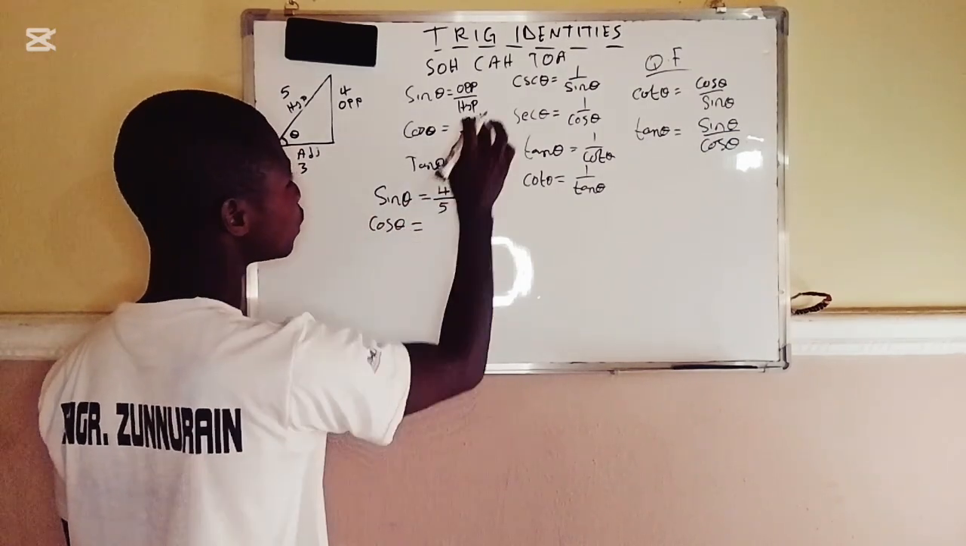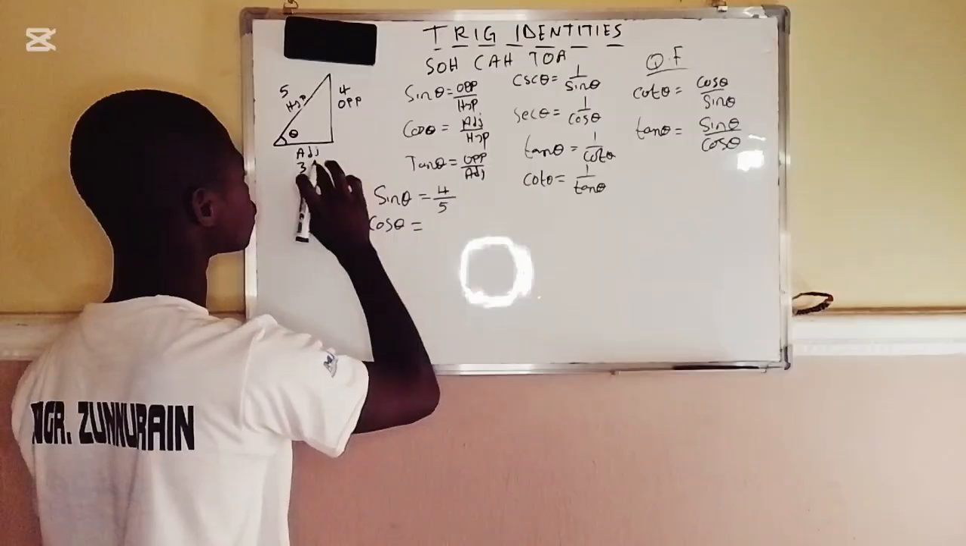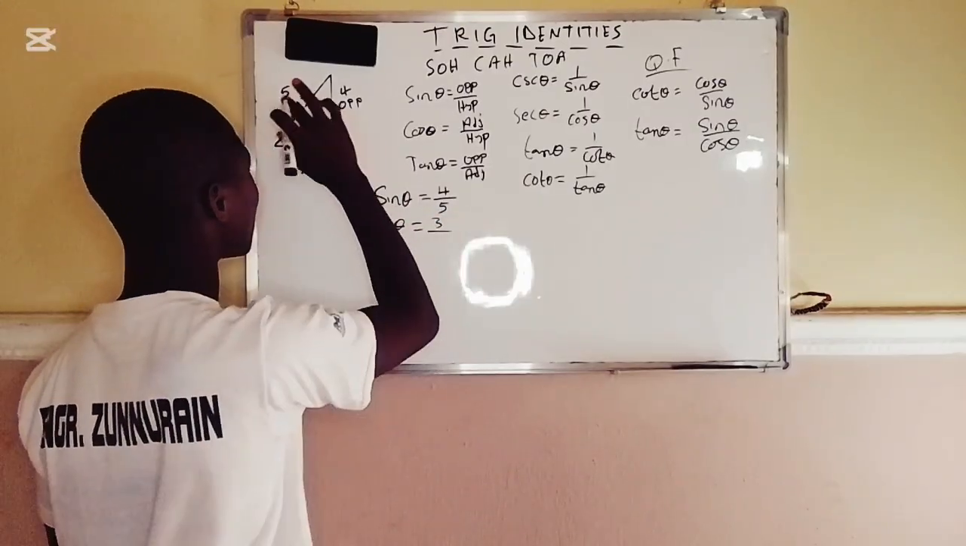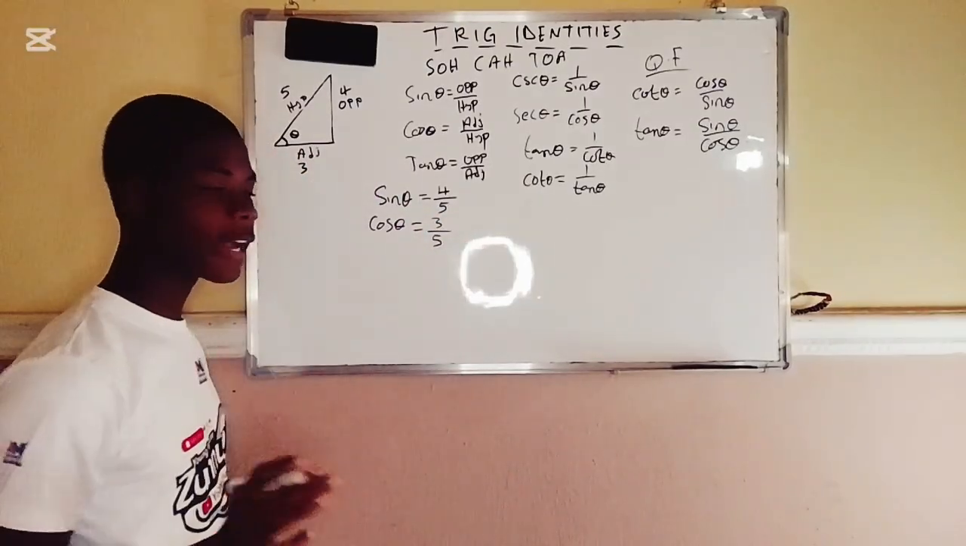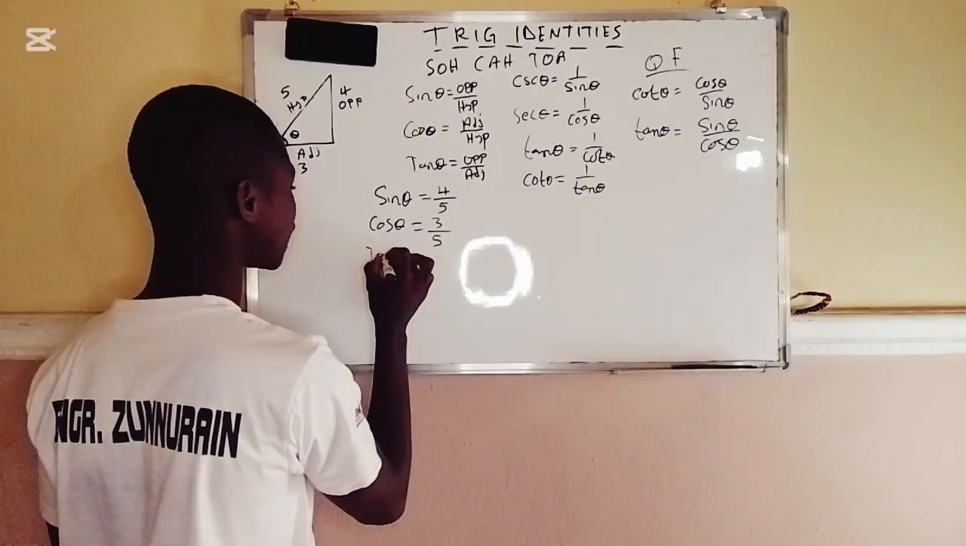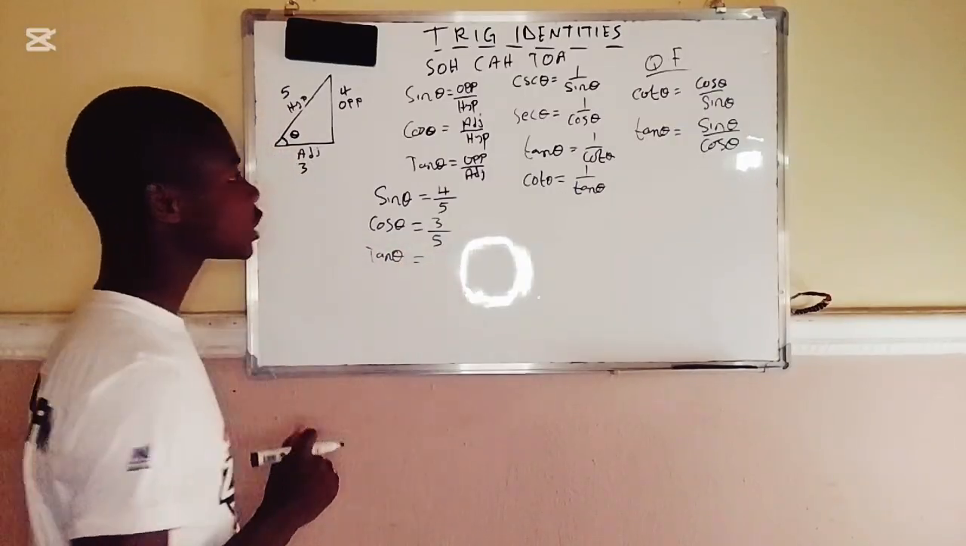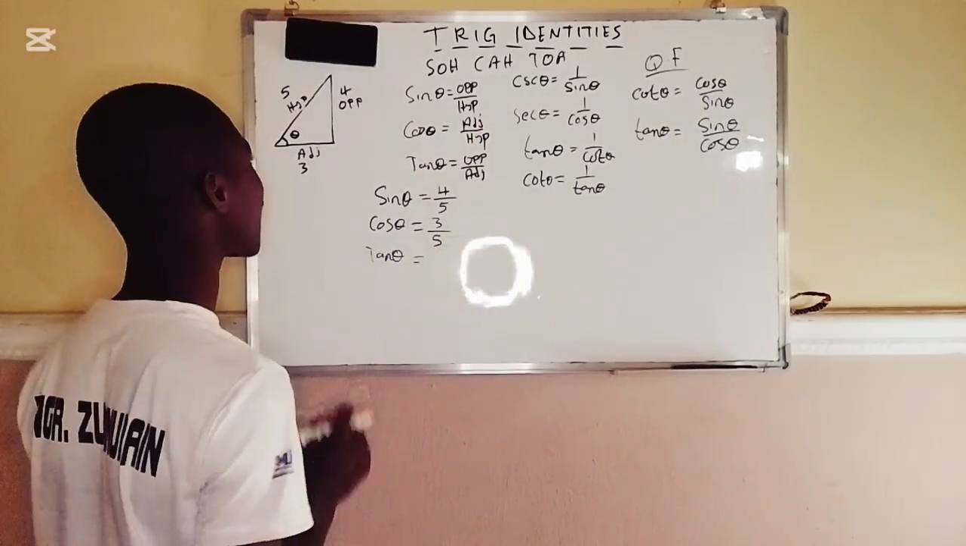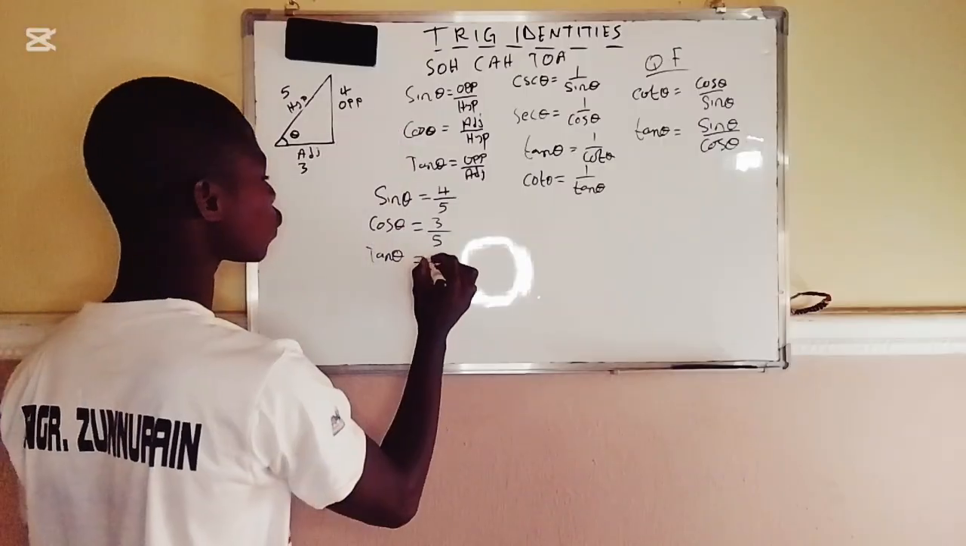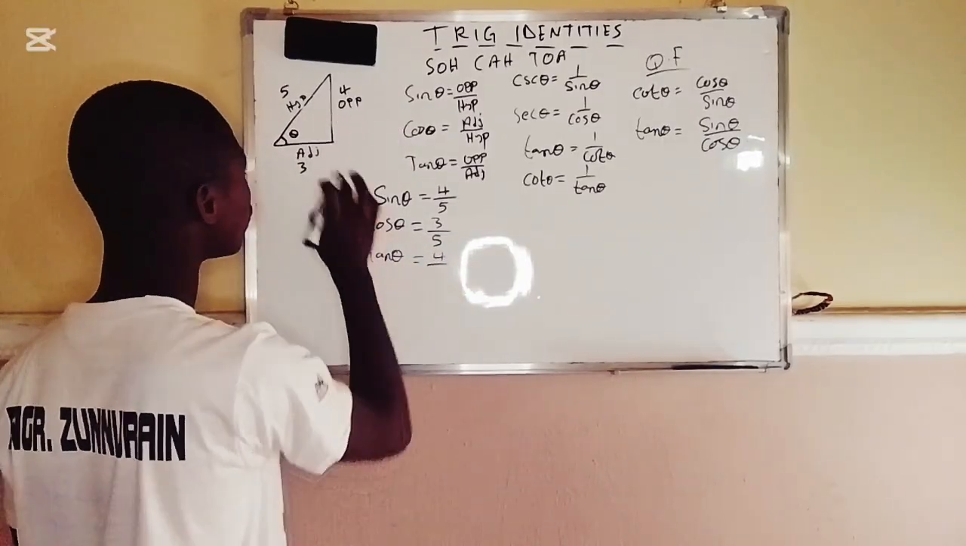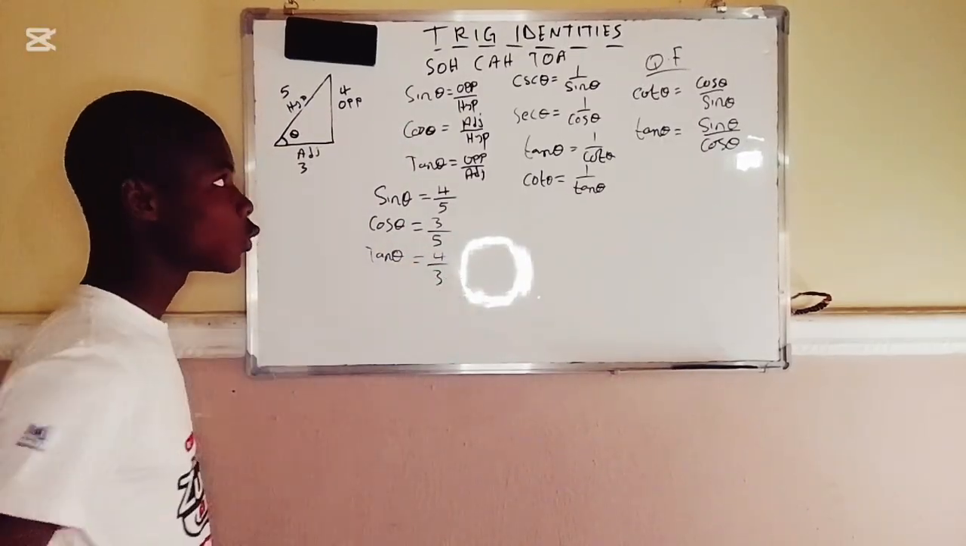The value of cos theta will be adjacent over hypotenuse, which is 3 over 5. And therefore the tan theta is opposite over adjacent. The value of opposite, which is 4, divided by the value of adjacent, which is 3.